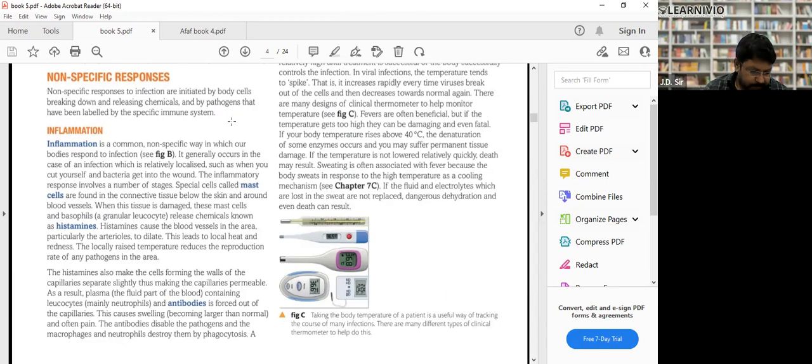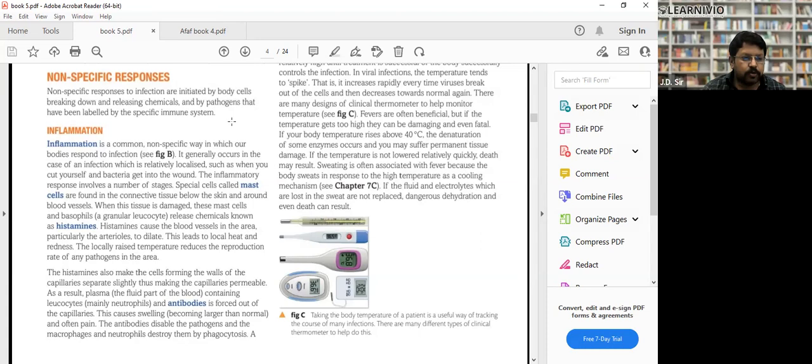So, non-specific responses include inflammation. Inflammation is a common non-specific way in which our body responds to infection. It generally occurs in the case of infection which is relatively localized, localized meaning at a particular part of the body.